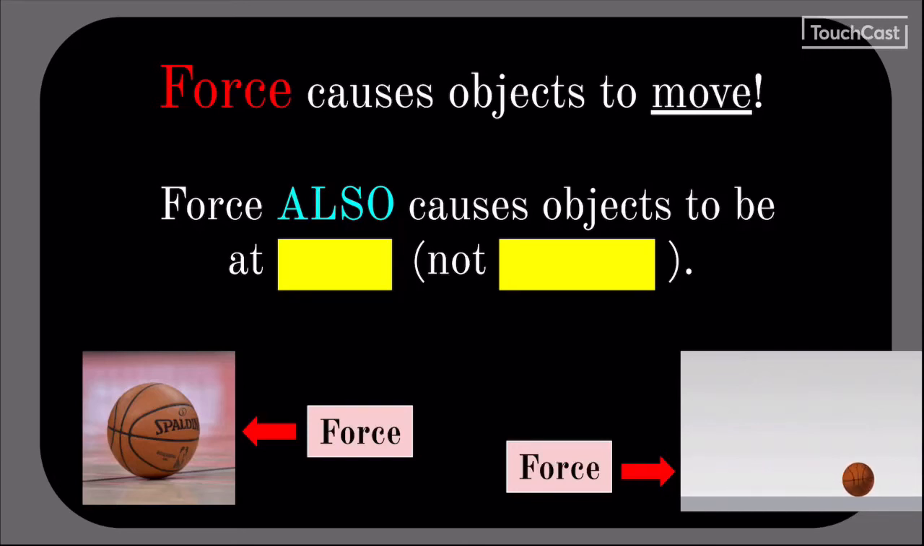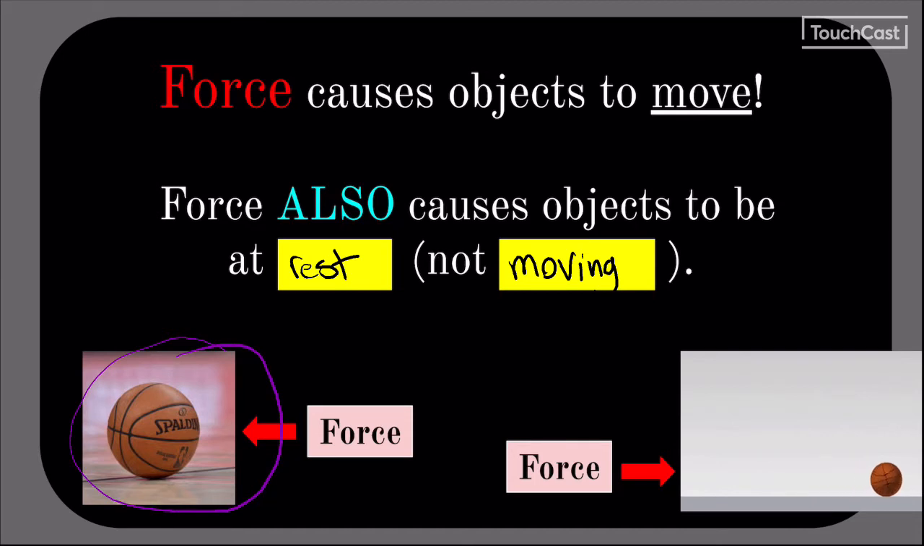Well, force is what causes objects to move. Force also causes objects to be at rest, which is another way of saying not moving. So here we have on the left a basketball sitting on the ground. That has force being applied to it. On the right, we have a basketball that's moving. That is an example of force too.